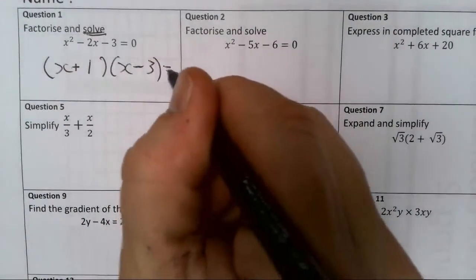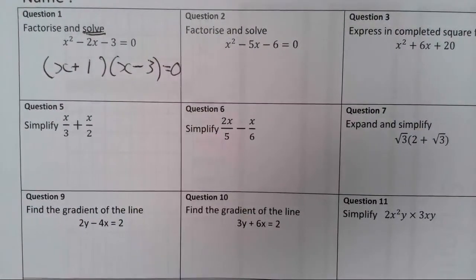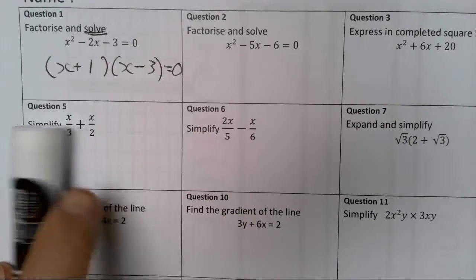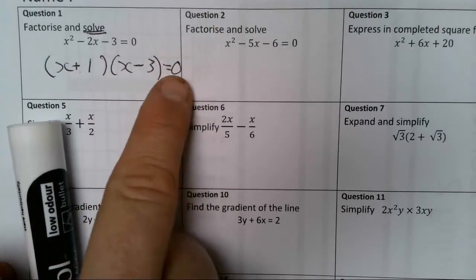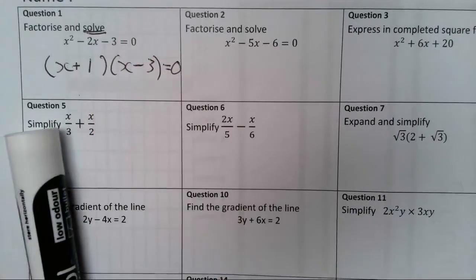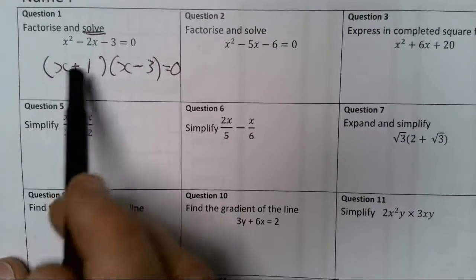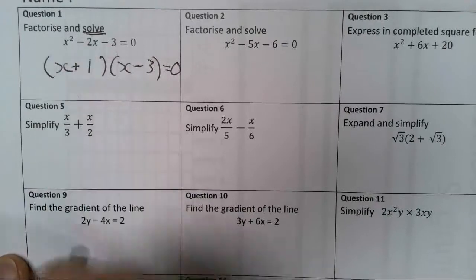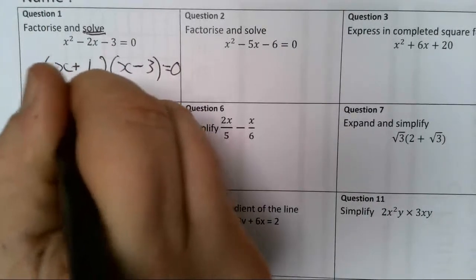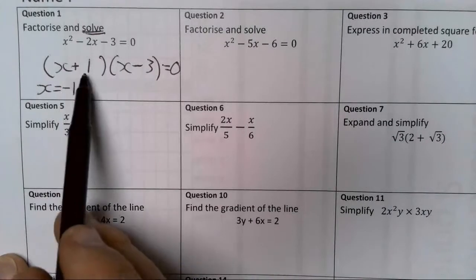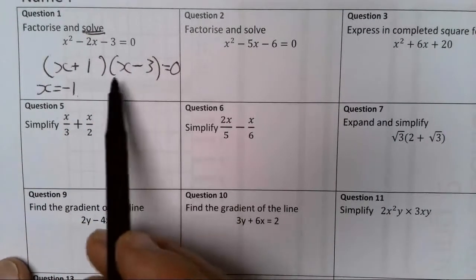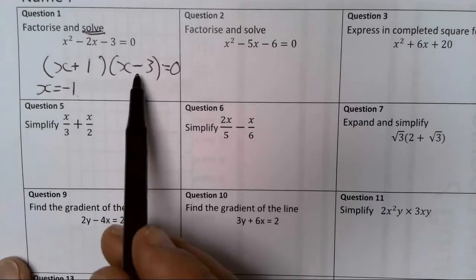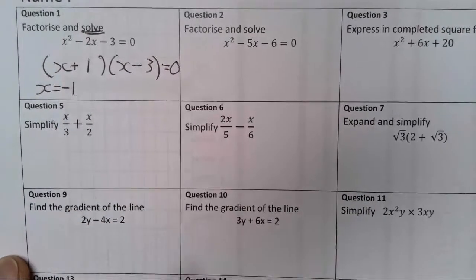So when this is equal to 0, this is a really key part of understanding what's going on. If my first bracket were 0, then it doesn't matter what this would be, your answer would still be 0, because anything times by 0 is 0. So what value of x would make this bracket 0? When x is equal to minus 1, because then minus 1 plus 1 would give me 0. This bracket would be 0. Minus 1 take away 3 would be minus 4, but it doesn't matter because 0 times by minus 4 would still be 0.